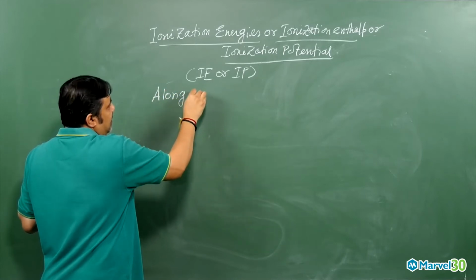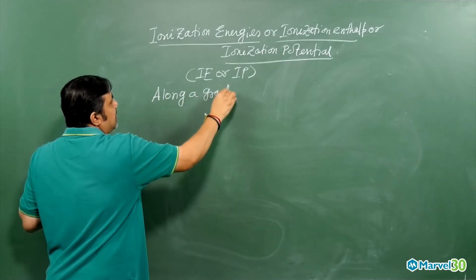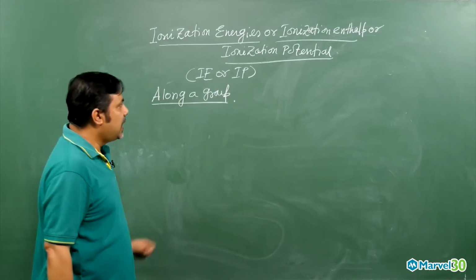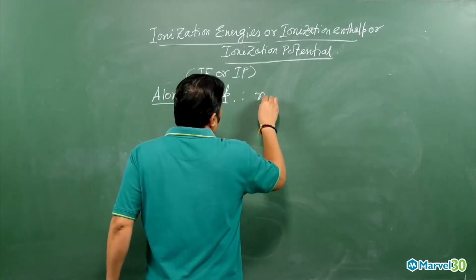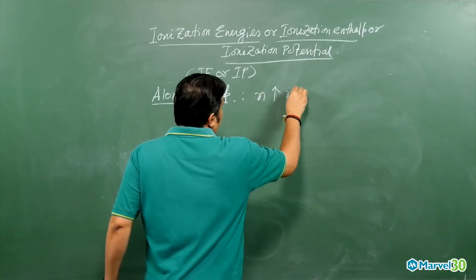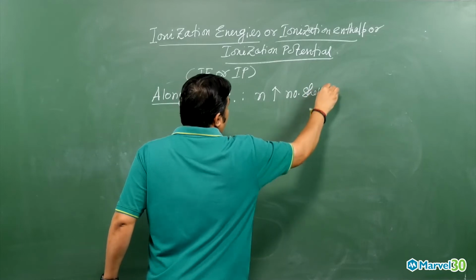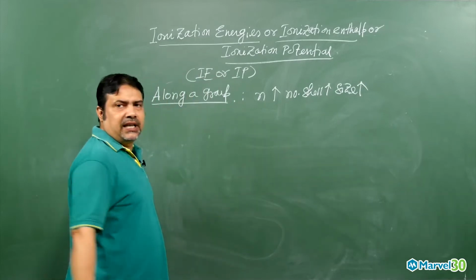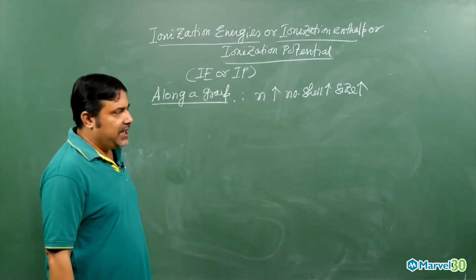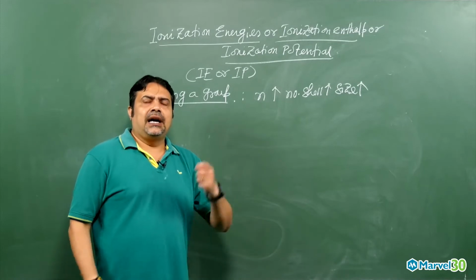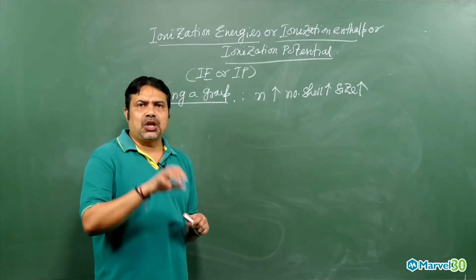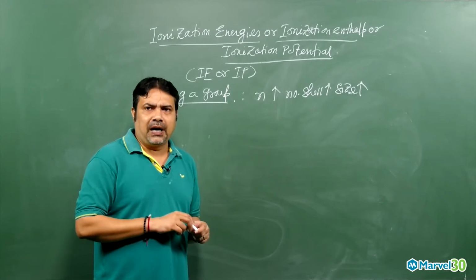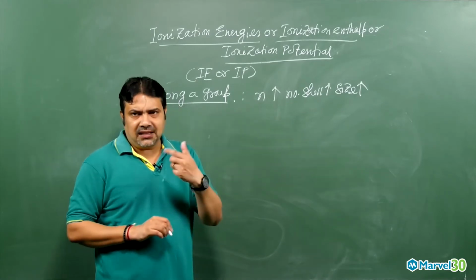General trend along a group: what will happen? Along a group, if you look at the ionization energy order, the value of n will increase, the number of shells will increase, and as we just discussed, the size will increase. As the size increases, the attraction of the nucleus to the valence electron will be very less. So what is ionization energy? Ionization energy is nothing but the amount of energy required to knock out one electron from the valence shell, which is loosely bound, in its gaseous condition. That is nothing but ionization energy.